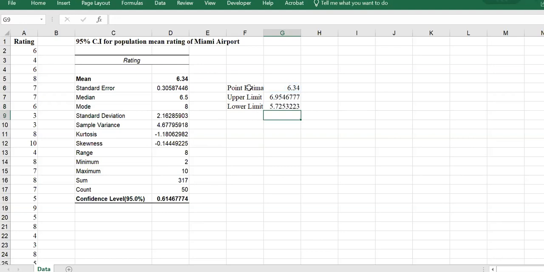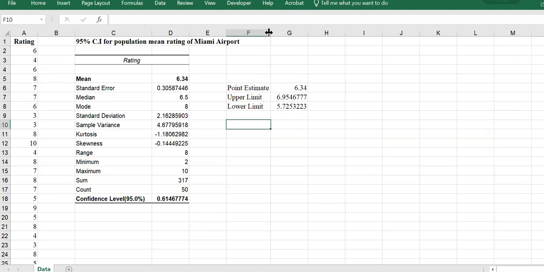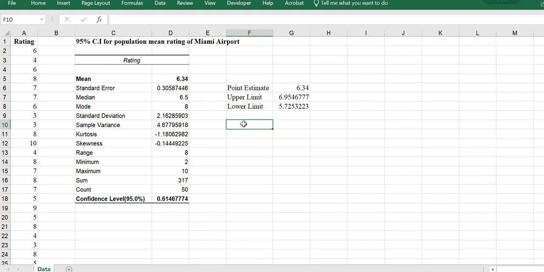So our job is not done by getting the outcome of the descriptive tool. We need to find the point estimate. We need to find the upper limit and lower limit. And we also need to write down the conclusion. I mean, in case of exams, you also need to comment, and you also need to show that you are understanding what these lower and upper limits mean.